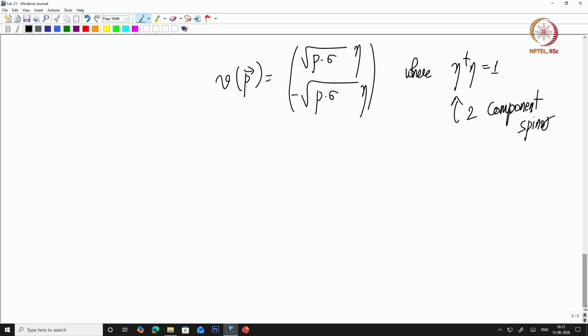Okay. So, assuming the 2 component spinors, the solution would be, so you can write down all these solutions. So, let me write down, say for example same thing, eta 1 is equal to 1 0 and eta 2 is equal to 0 1.